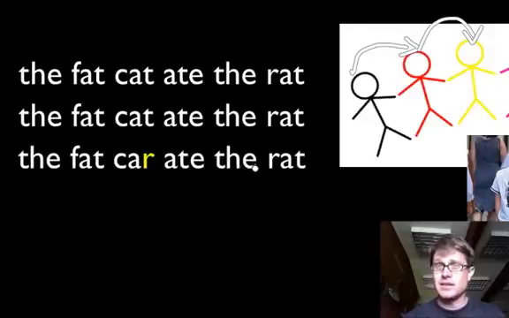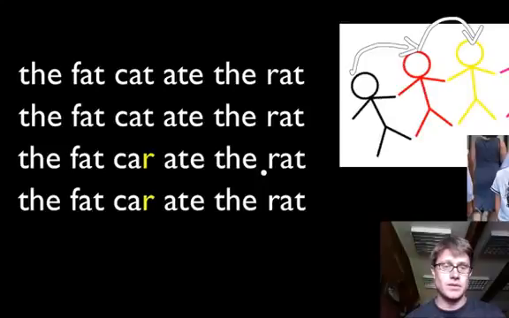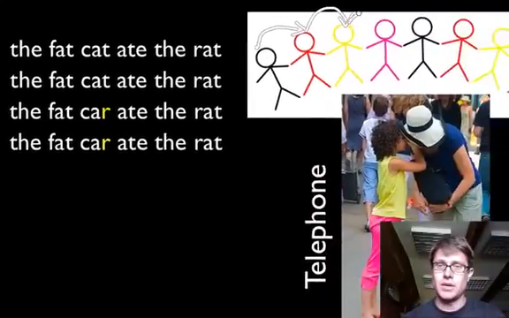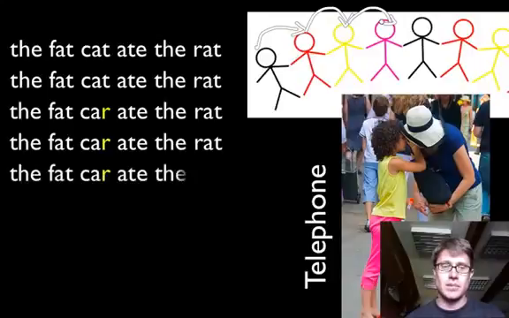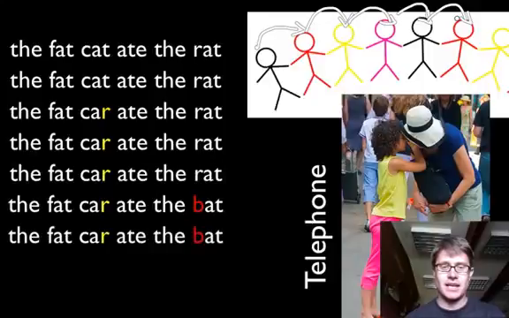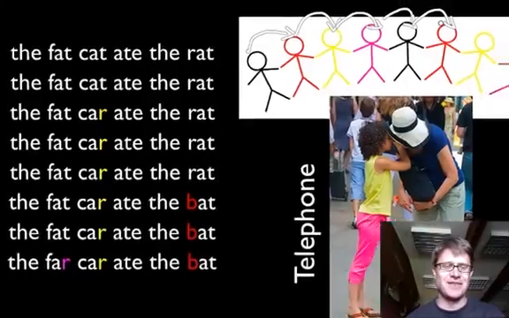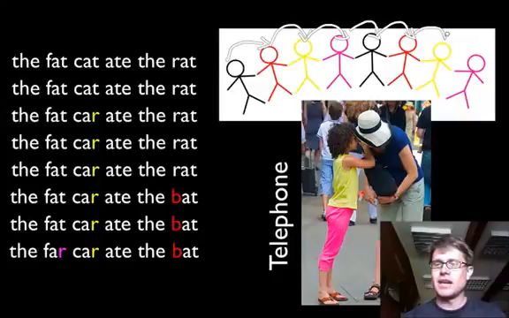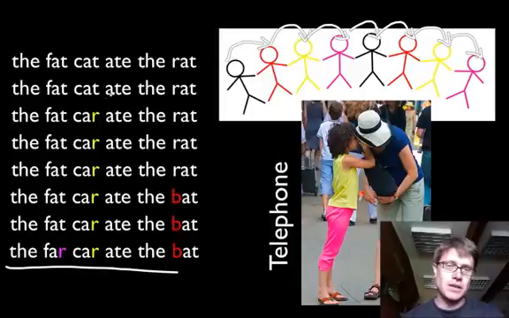Now that's the message, that's the DNA. And so when that DNA is copied again, that mutation is copied on as well. So the fat car ate the rat goes over here to Pink. Pink does a nice job passing it on, but then eventually we get another mutation here. So we get a red mutation. And now it's the fat cat ate the bat. And now the fat car ate the bat, and finally the far car ate the bat. So when you get to the end, the DNA is very similar, but it's changed a little bit. And each of these is a mutation. We could call them the yellow mutation, the red mutation, and then the purple mutation.